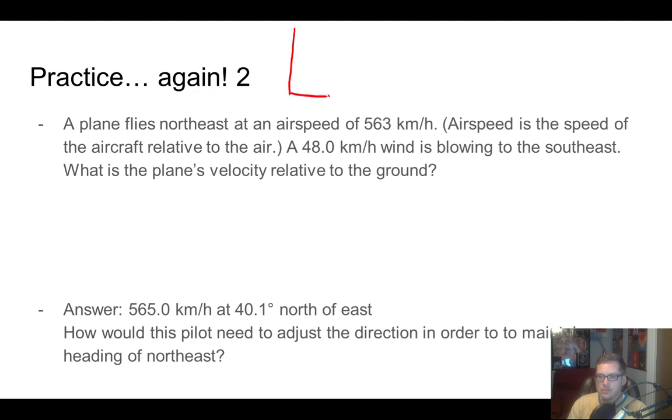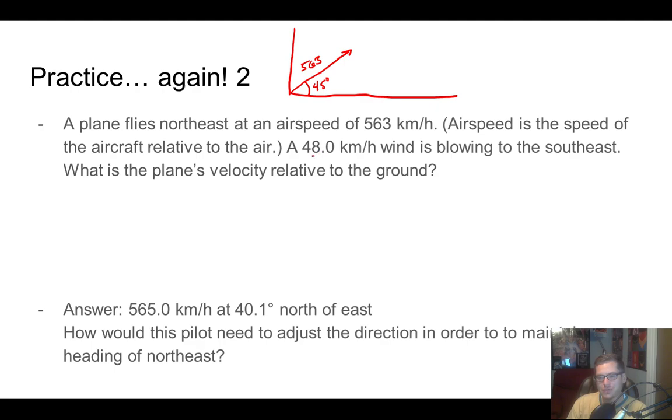The other way to approach problems like this is essentially as a vector problem. We've got a plane flying northeast at an airspeed of 563 kilometers per hour. So there's that vector, traveling at 563 toward the northeast, which is a 45-degree angle. It doesn't say it's directly 45, but we're just going to assume that's right because it makes our life easier.